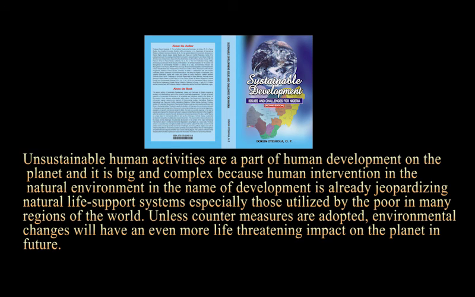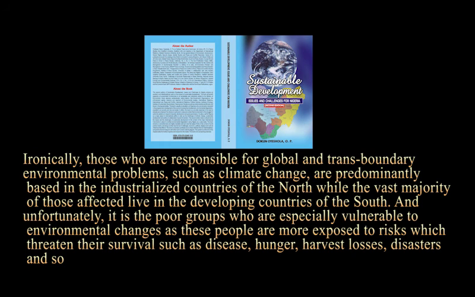Unsustainable human activities are a part of human development on the planet, and it is big and complex because human intervention in the natural environment in the name of development is already jeopardizing natural life support systems, especially those utilized by the poor in many regions of the world. Unless countermeasures are adopted, environmental changes will have an even more life-threatening impact on the planet in future. Ironically, those who are responsible for global and transboundary environmental problems, such as climate change, are predominantly based in the industrialized countries of the North, while the vast majority of those affected live in the developing countries of the South.